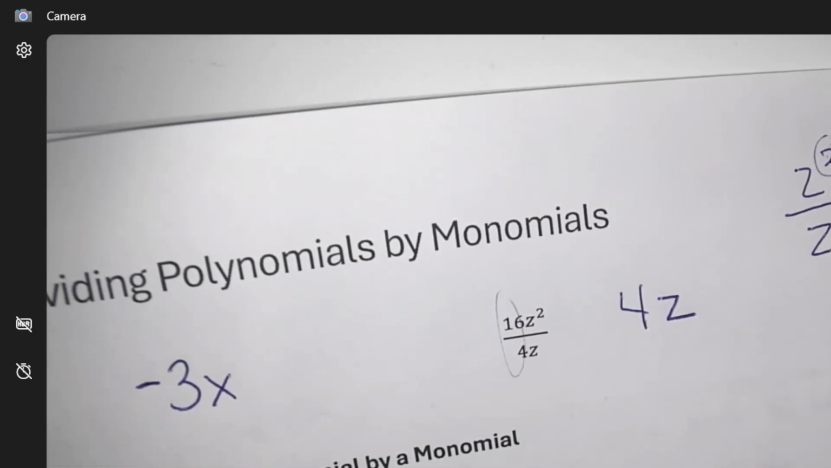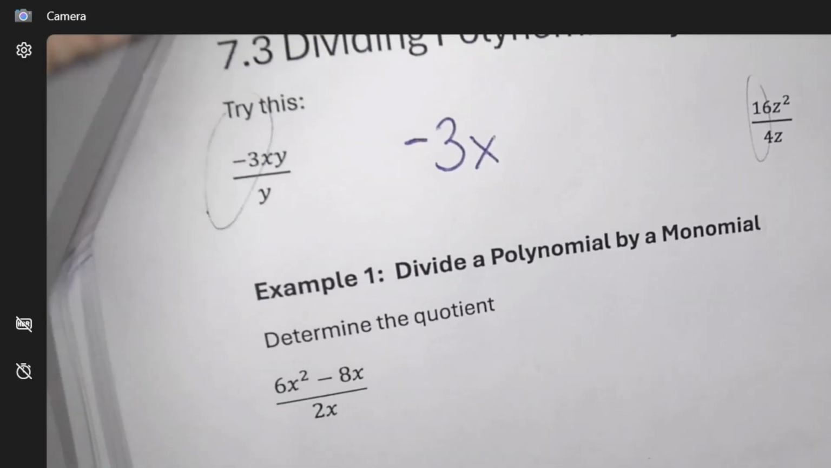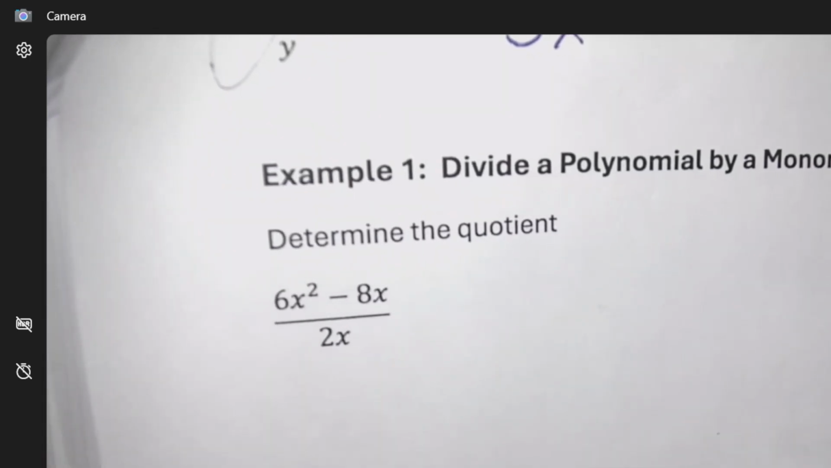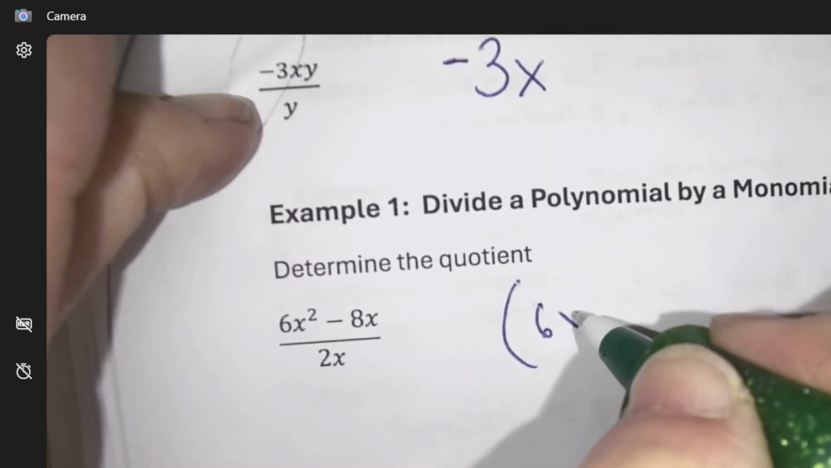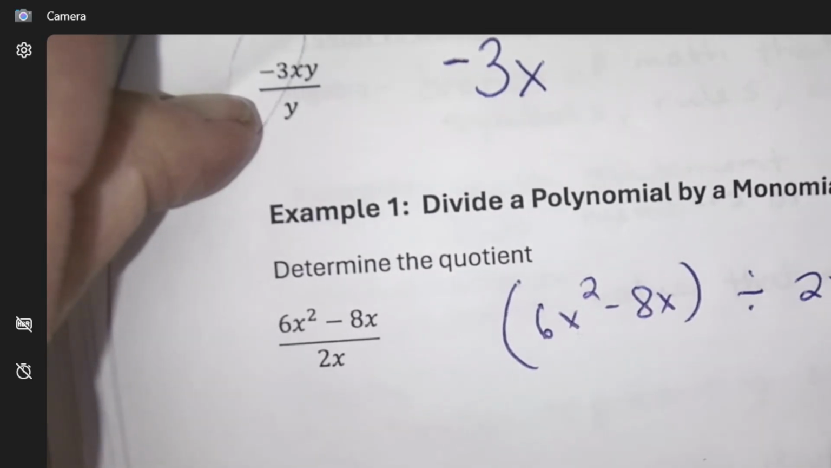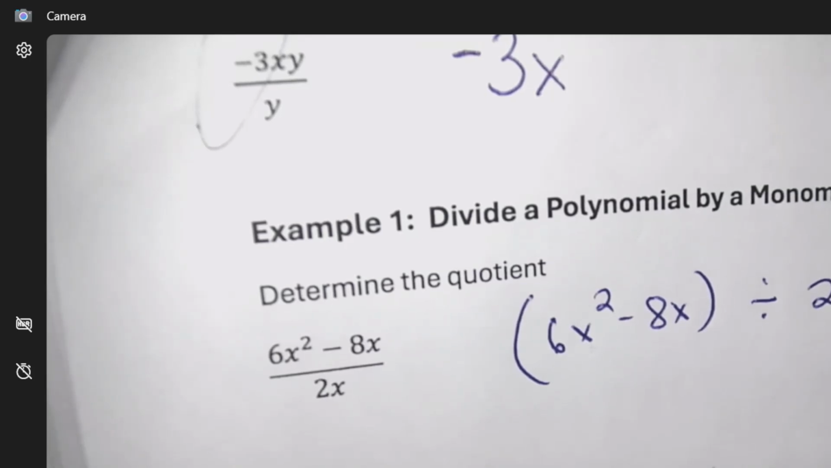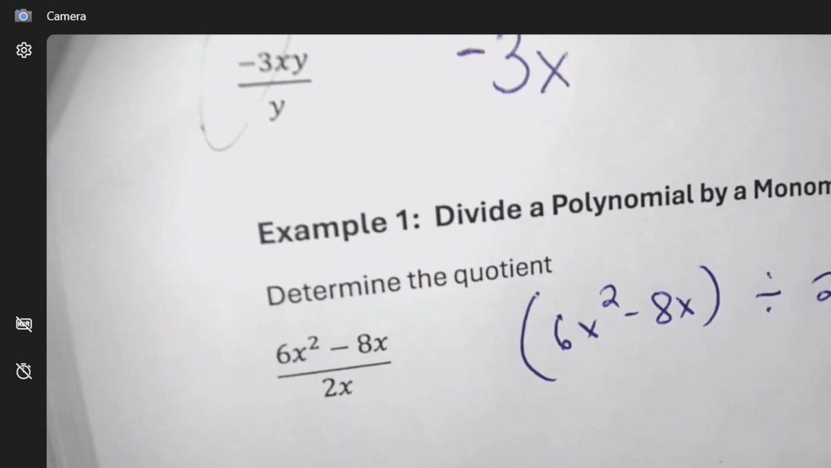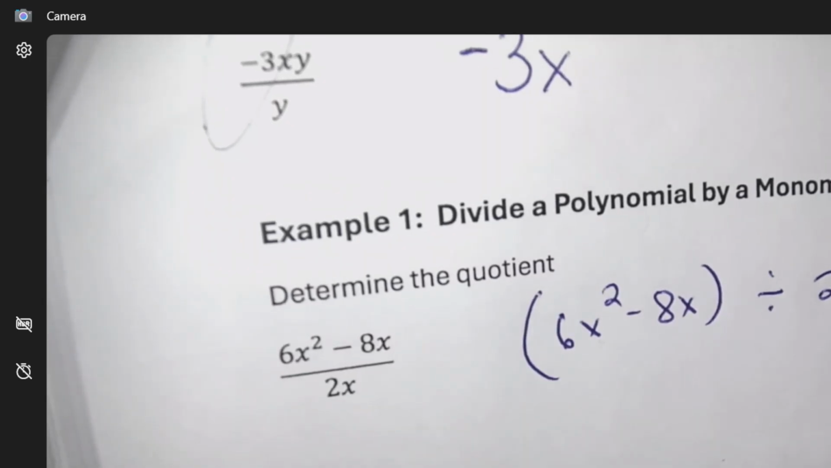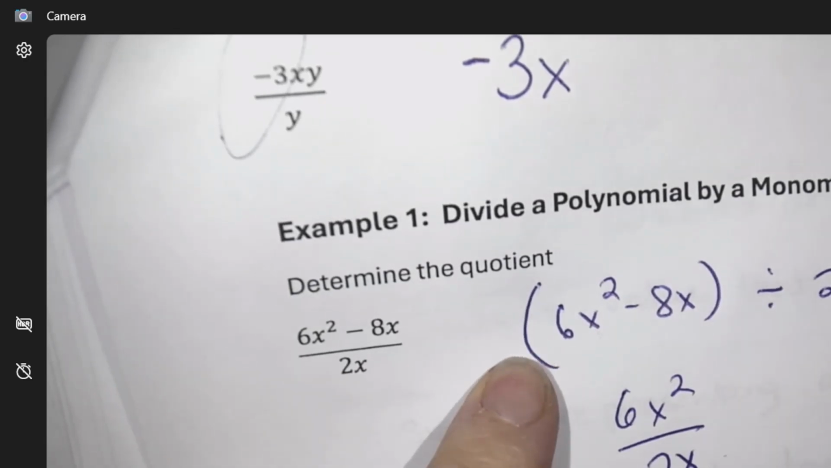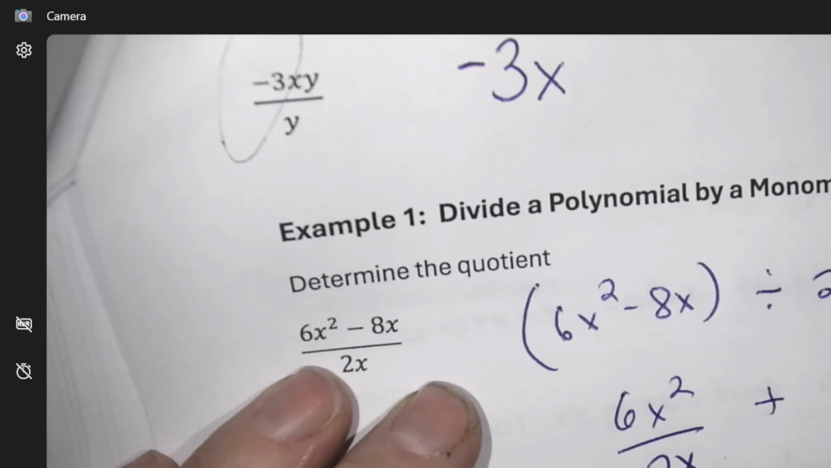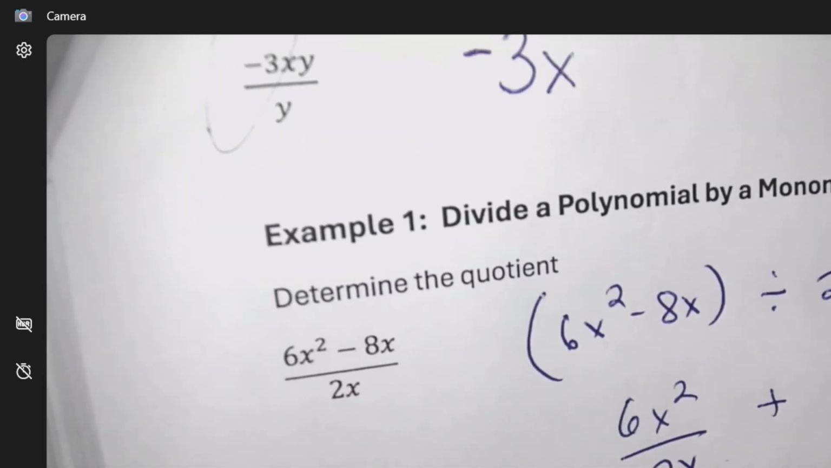Okay, so this is the last part. Determine the quotient. Okay, when you have a fraction that looks like this, it's implied like brackets. It's implied that that top is like a bracket group. So when you see something like that, it's an entire thing. Okay, so just like we did the multiply distribution, we are doing the same thing with the division distribution. So I have to do 6x squared divided by a 2x. I also am going to have to take the negative 8x and divide it by a 2x as well. So that's called a distribution of everything.